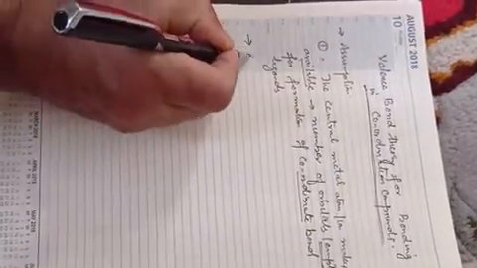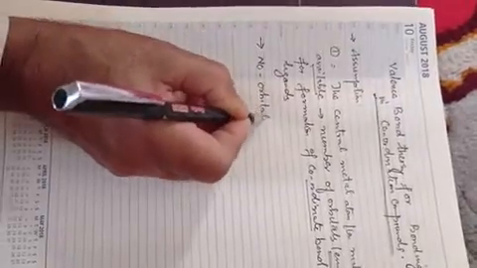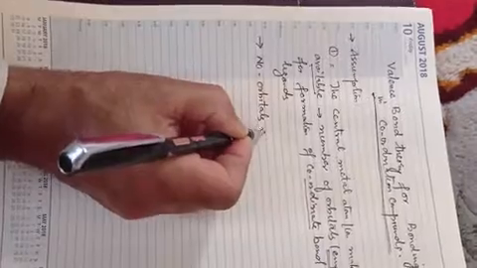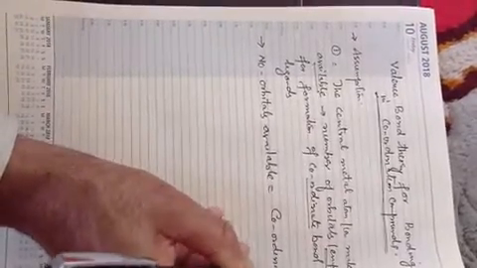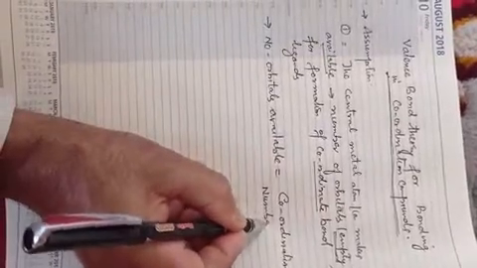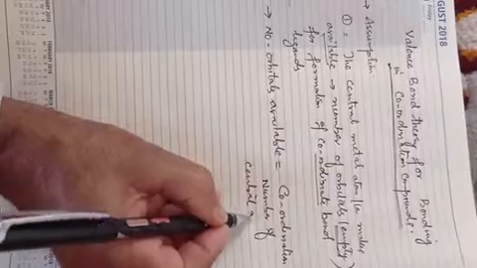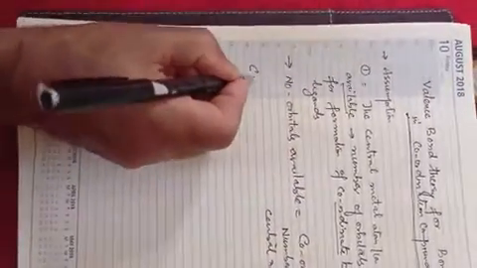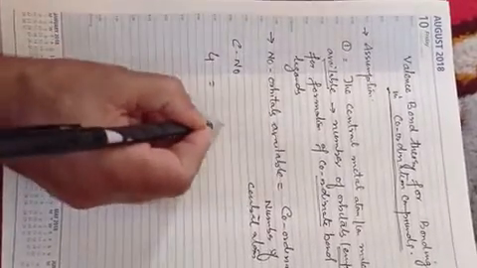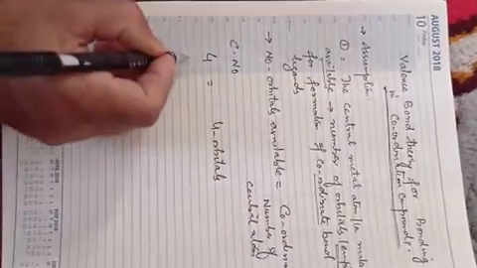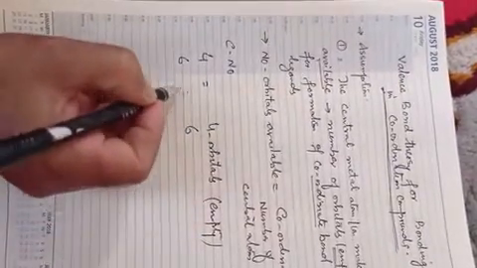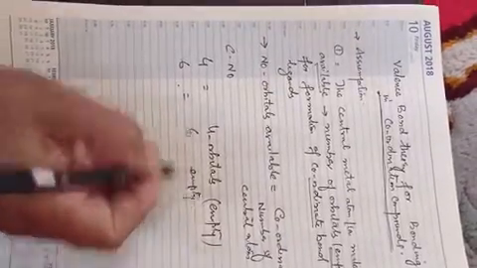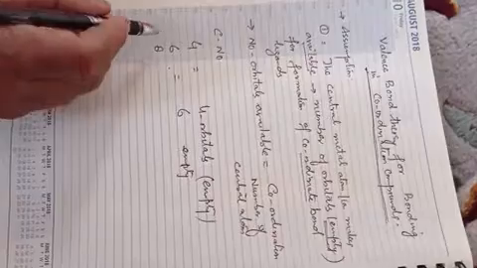Now the number of orbitals made available is equal to the coordination number of the central metal atom. For example, if the coordination number of the metal atom is 4, that means 4 orbitals are available. If it is 6, that means 6 empty orbitals are available. And if it is 8, then 8 empty orbitals are available. So the first assumption you have read.